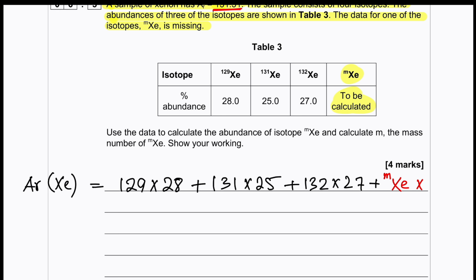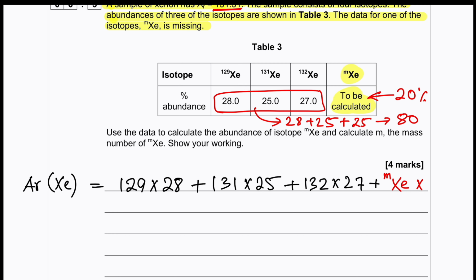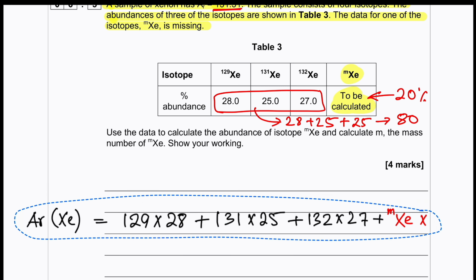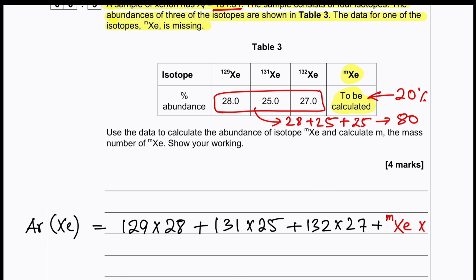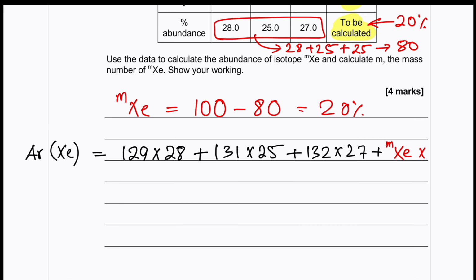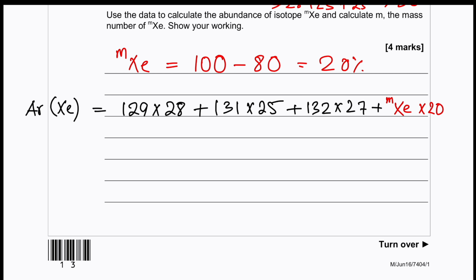So let's find out the abundance. All of this adds up to 28 plus 25 plus 27, which gives us a value of 80. That means the percentage for this Xe-M will be 20%. Let's write it down separately, because that will be a marking point which we can score. So Xe-M is 100 minus 80, which equals 20%. So Xe-M has an abundance of 20.